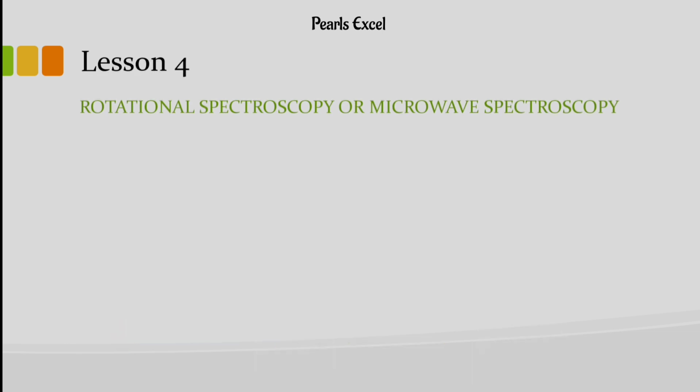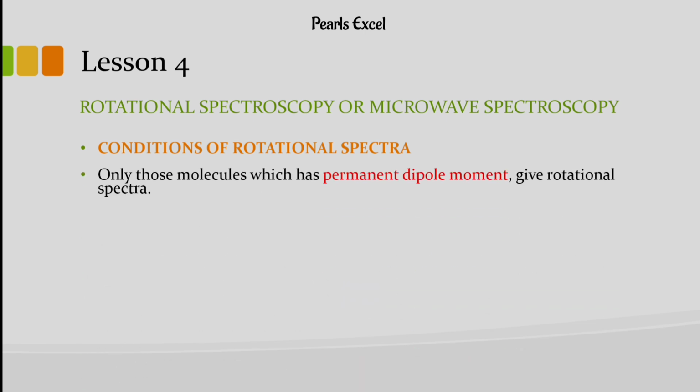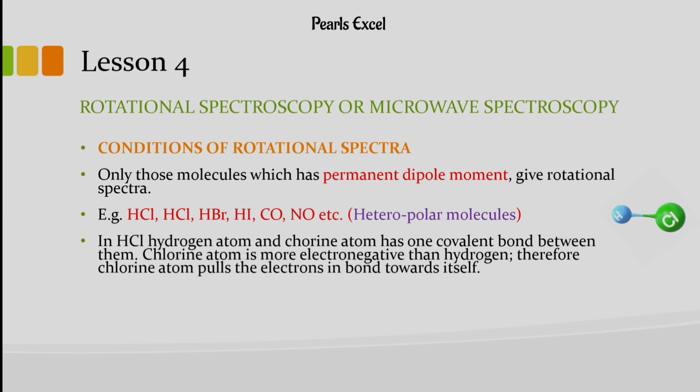Now to get this rotational spectra, we have to follow certain conditions. Only those molecules which have a permanent dipole moment give rotational spectra. Examples: HCl, HBr, HI, CO, NO, etc. Heteropolar molecules. Now in this example of HCl, the hydrogen atom and chlorine atom have one covalent bond between them.